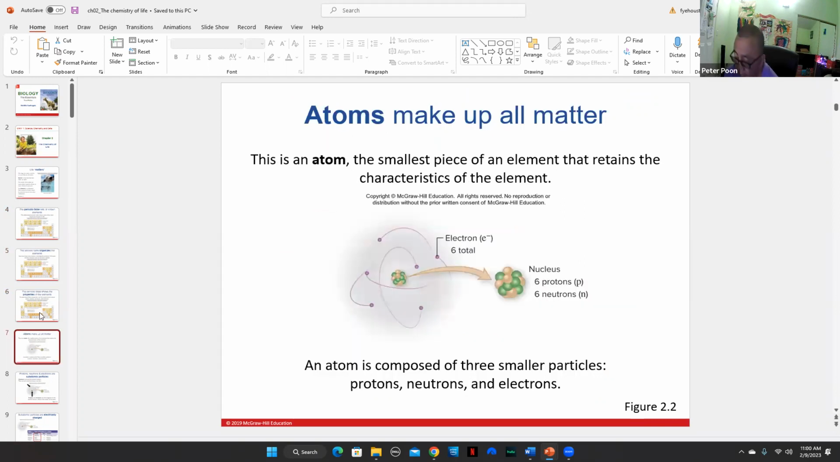So let's skip forward. Atoms make up all matter. This is an atom. An atom is the smallest piece of the element that contains the characteristics of that element. An atom is made of three subatomic particles: protons, neutrons, and electrons.